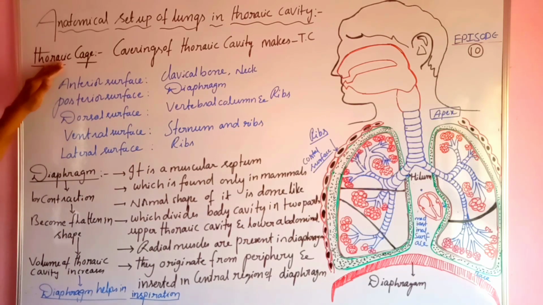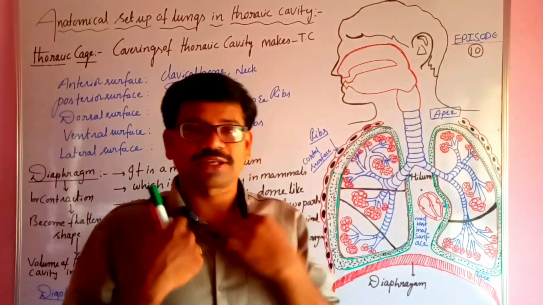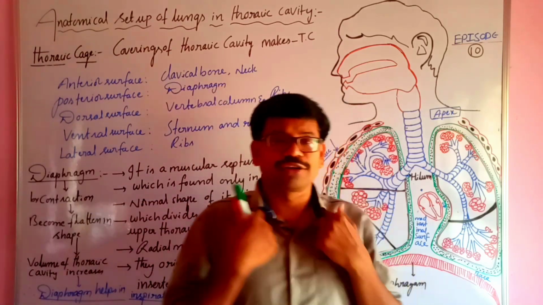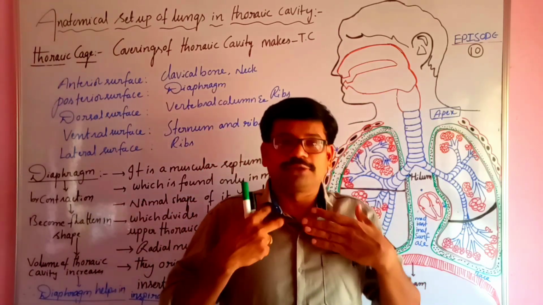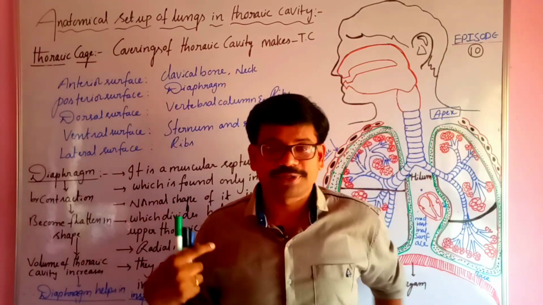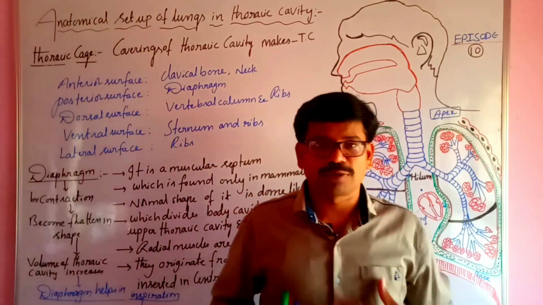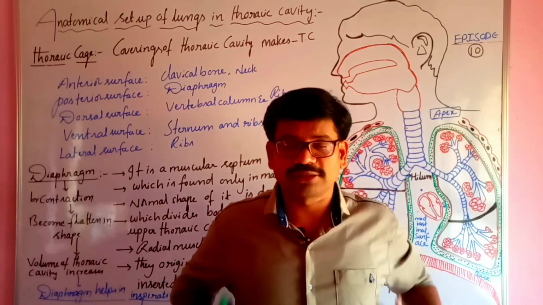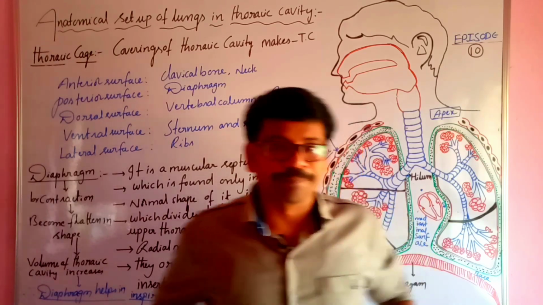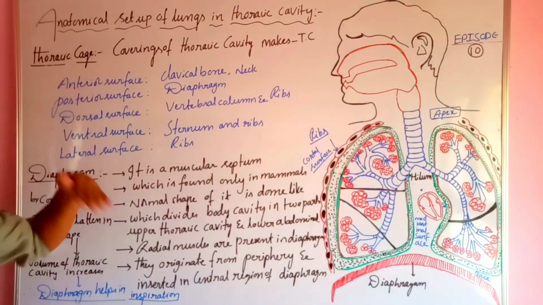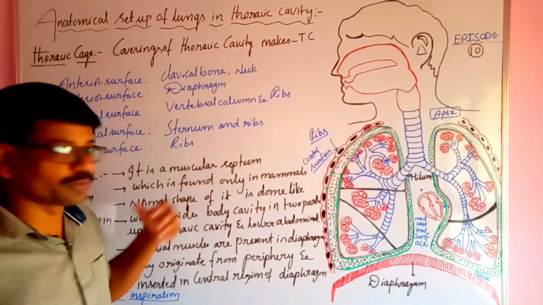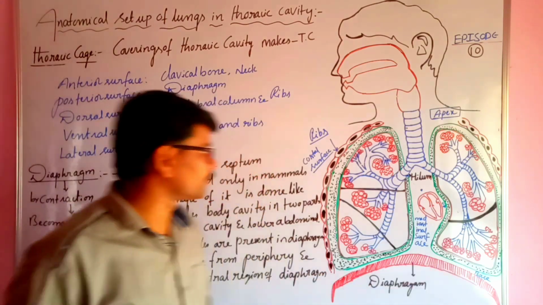So the thoracic case is formed as follows: the anterior surface by the clavicles and neck; the dorsal surface by the vertebral column and a part of the ribs; the ventral surface by the sternum and a part of the ribs; the lateral surface by the ribs; and the posterior part is covered by the diaphragm.